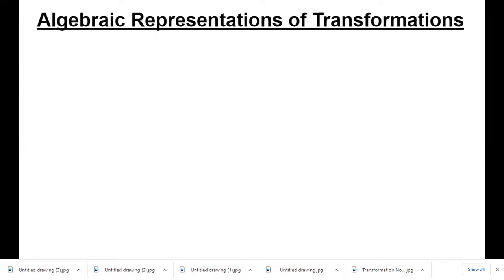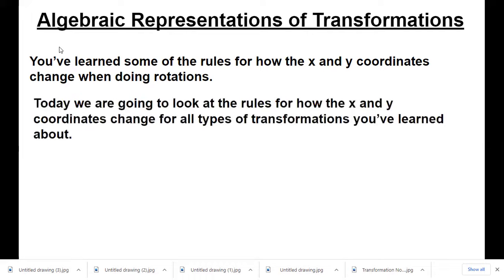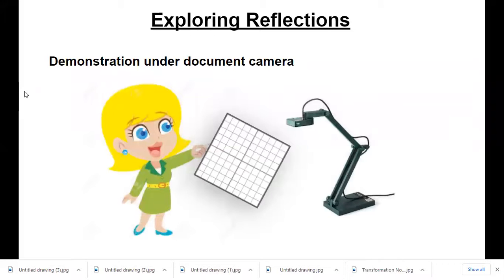Algebraic representations of transformations. So you've learned some of the rules for how the x and y coordinates change when doing rotations. And today we're going to look at the rules for how the x and y coordinates change for all types of transformations you've learned about. So I'm going to do a demonstration under the document camera, and then we will continue.